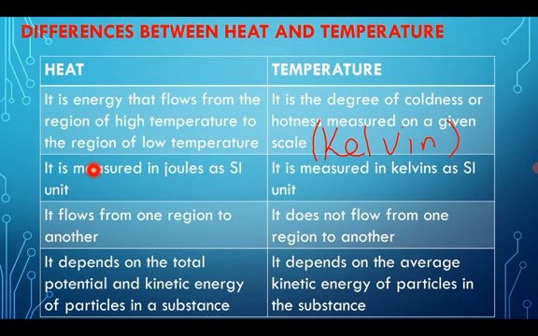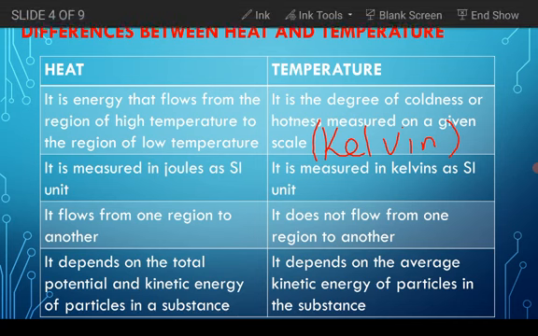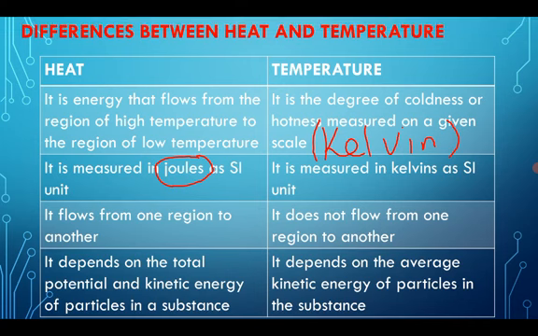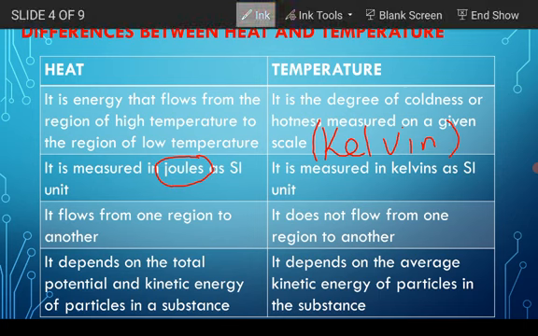Another difference is that heat is measured in joules as its SI unit. The SI unit of energy is the joule, and like all forms of energy, heat is also measured in joules. In terms of their SI units, heat is measured in joules, while temperature is measured in kelvins. So in an exam, you can use the definitions of the two terms to show their differences and get a mark, but you can also state their SI units. Again, you gain a mark for that.